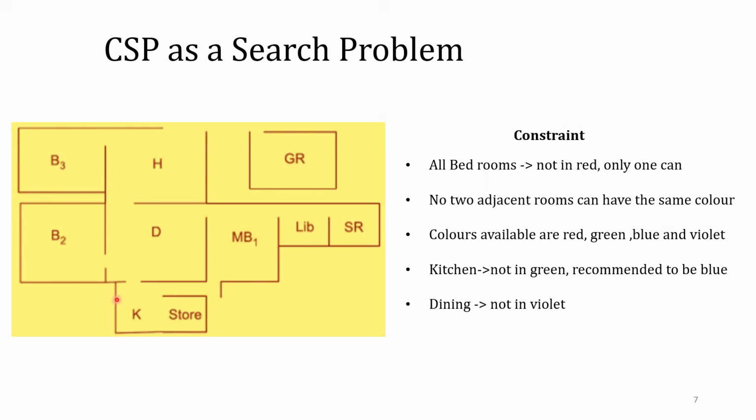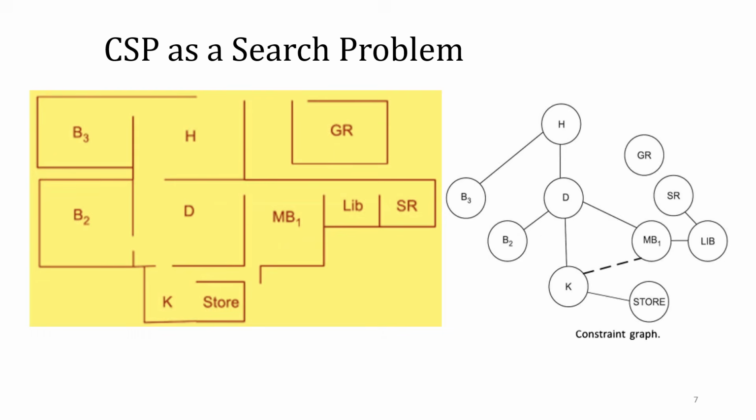Now there are a lot of constraints here. All the bedrooms are not in red, but only one can be. No two adjacent rooms can have the same color. Colors available are red, green, blue and violet. Kitchen is not in green but it's recommended to be blue. Dining is not in violet. Now those are all the constraints defined.